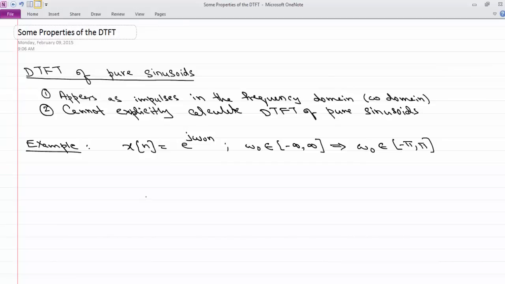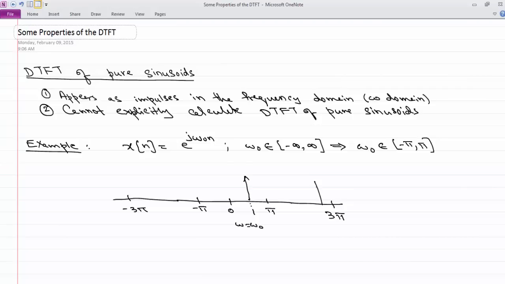Now this is a complex exponential with frequency omega naught. So if we think of it, the DTFT of that should have an impulse at omega naught, because that's what the DTFT is going to tell us. So let's say omega naught was positive. So this is my 0. This is pi, minus pi. If this is omega naught, then I'll have an impulse here. And of course, because of the periodicity of discrete time frequencies, the same impulse will be repeated every 2 pi period. So I will have an impulse here, and I will have an impulse here, and so forth.